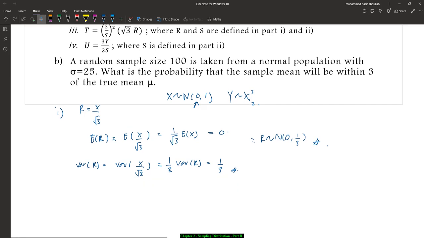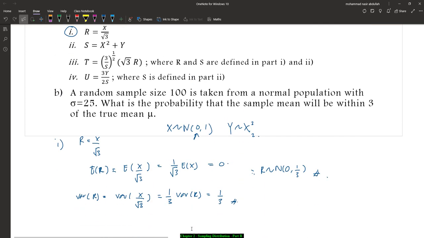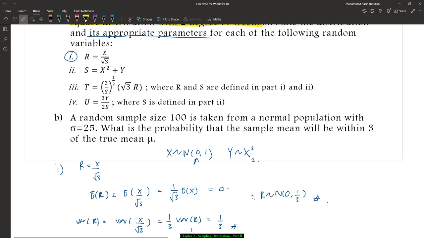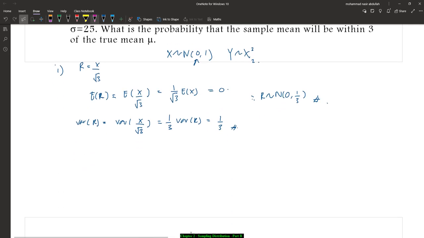For number 2, S equals X squared plus Y. This is not a chi-square by itself, right? It says here X squared, based on this statement, X squared plus Y. So number 2 says S equals X squared plus Y. X is a standard normal distribution, and you square it, plus a chi-square distribution with 2 degrees of freedom.